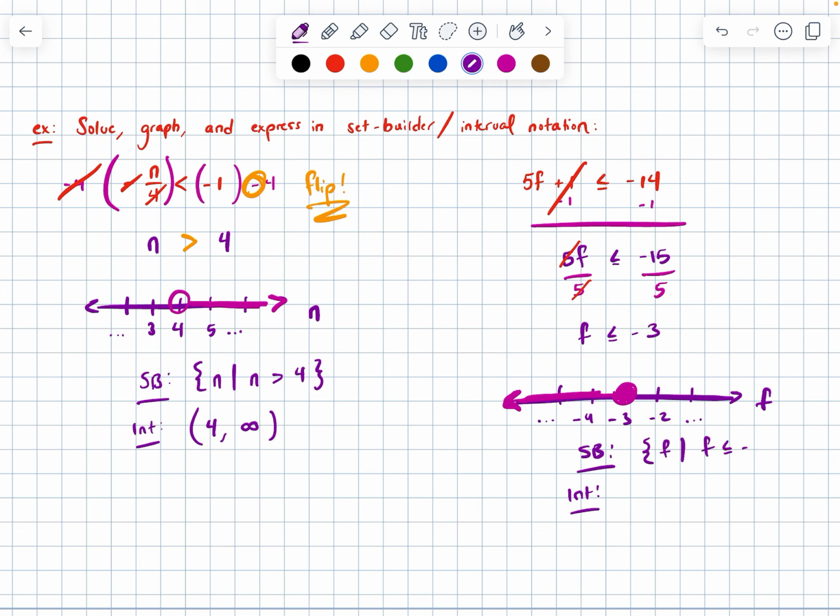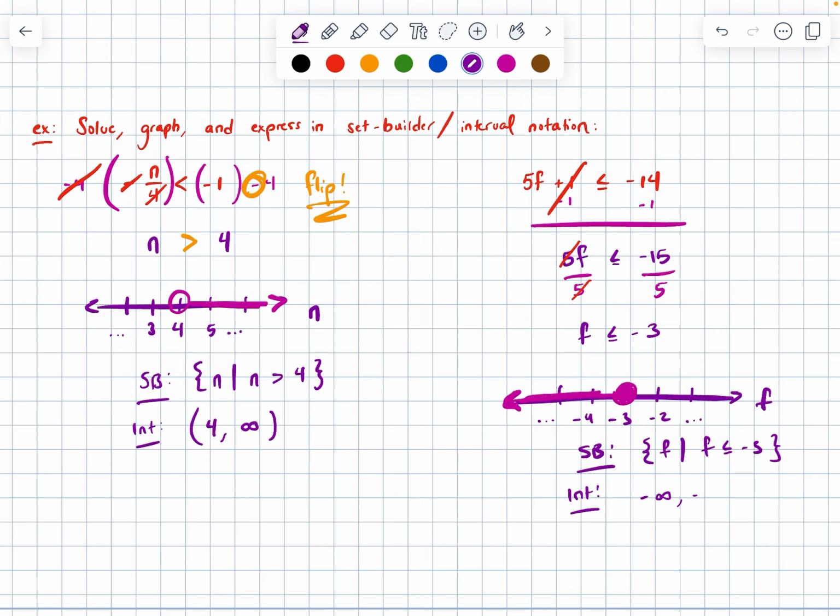I need my set builder and my interval. Well, for set builder notation, I am interested in the set of values of f such that, and again, my cheat code, I just slot my solved inequality into place. I need f to be less than or equal to negative 3. And then my interval here, well, f is less than or equal to negative 3.